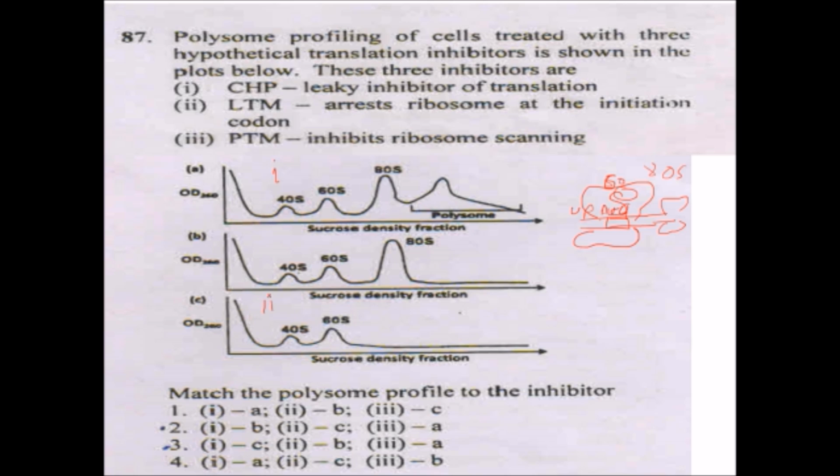Number 2 will have the graph C, and lastly, arrest ribosome at the initiation codon inhibits ribosome scanning. When it is prevented from scanning the upstream region, then it will not be able to translate. So in that case, it might be possible that whole ribosomes and the subunits will be present. So B will be for number 3. So the option will be number 4.